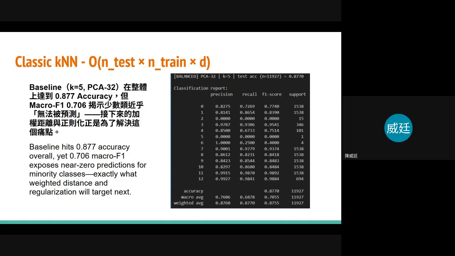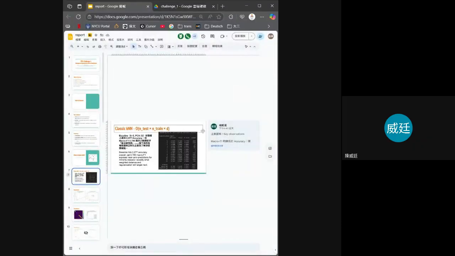First is PCA 32. We shrink the dimension to 32 and we vectorize the math in float32. That is, we compute the distance in batches using fast matrix operations.